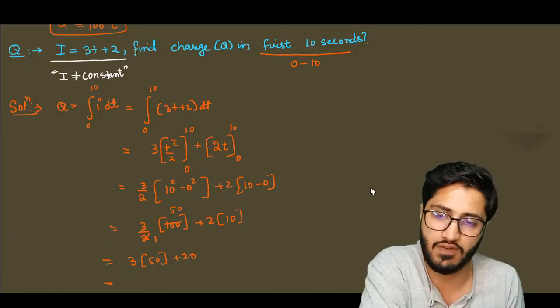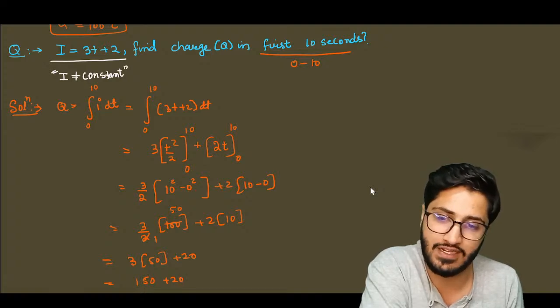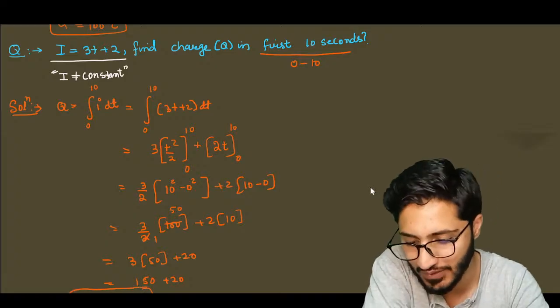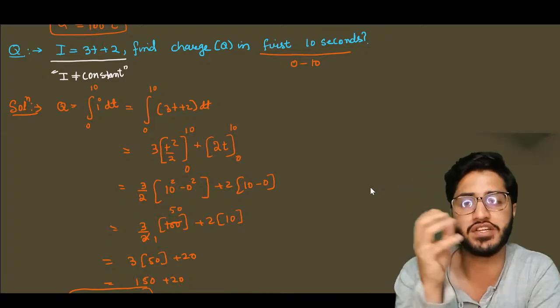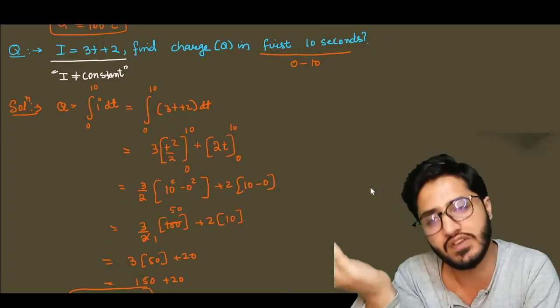So you can write 150 plus 20. So my answer came out to be 170 Coulomb. My answer is how much? 170 Coulomb. Okay. So these are some conditions where we have to apply the previous equation and where we need to apply this equation.